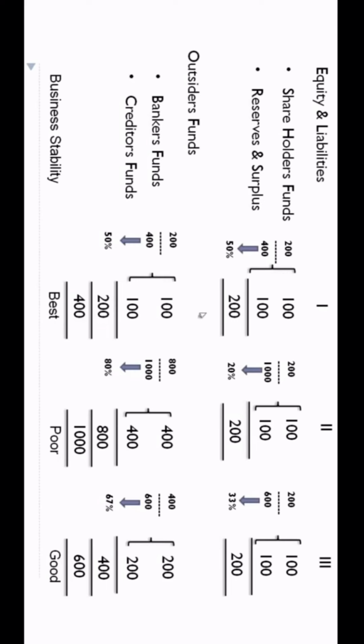So this is the concept of understanding the long-term stability by looking at the balance sheet, that is identifying the owner's funds and outsiders funds and identifying each person's share in the total funds. Here the owner fund is 50, outside is 50, and it undergoes various changes. So the higher the owner fund, the better is the long-term stability of the business.